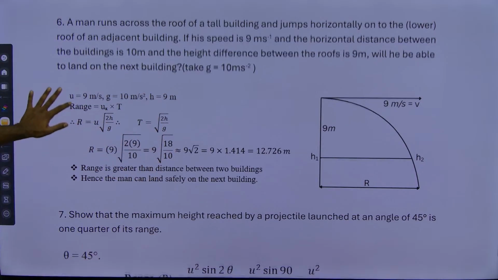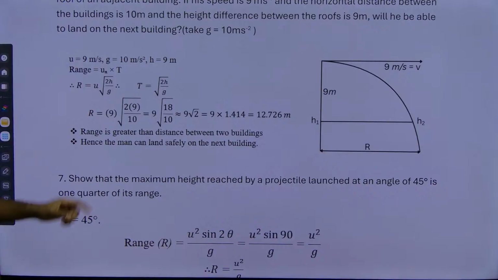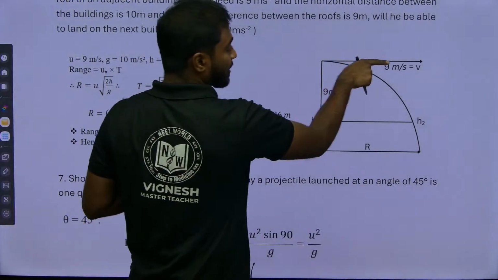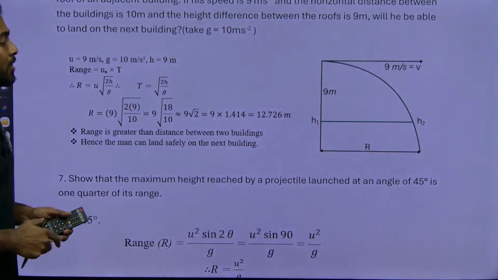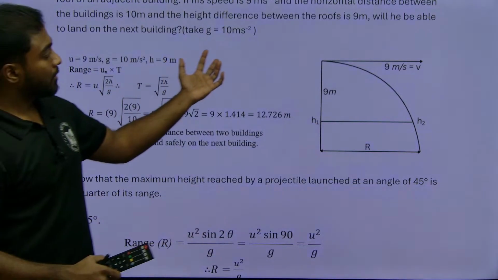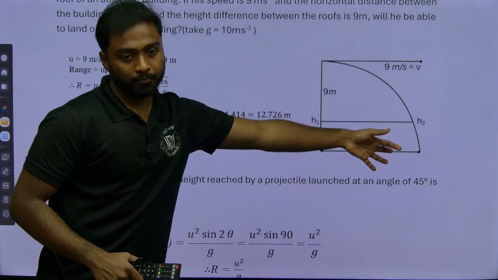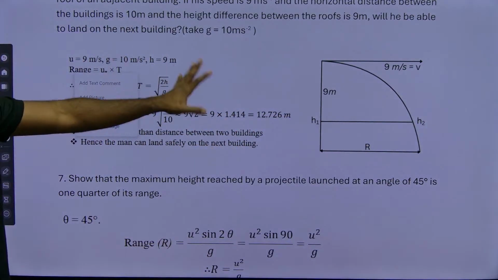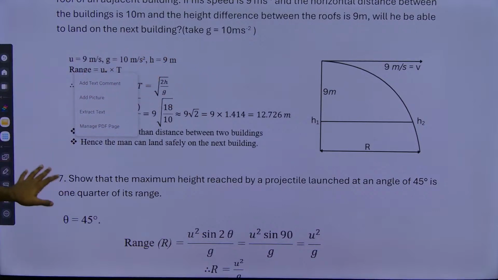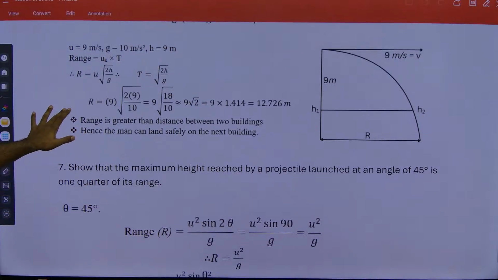Okay, so here is the thing. Initially he is traveling like this, and he is jumping like this. So how much distance does he need to cover? If he covers more than this, he will be safe. If it is less, he will be gone.